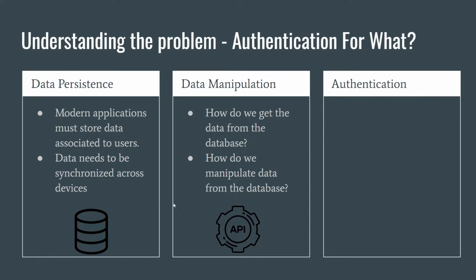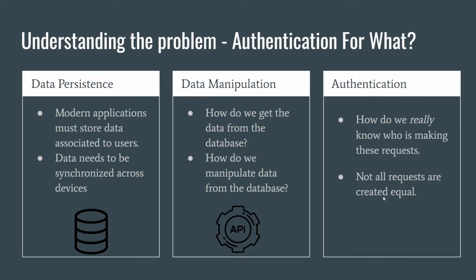So that leads us to the third part, authentication. Now that we've created our API endpoints or routes, how do we really know who's using them, right? And also, not all of these requests are created equal. And what I like to say about that is there might be some API endpoints where we don't want every user to be able to use it. It might be like an administrative function, or it might be a function that we only want developers to be able to use. So not all requests are created equal.